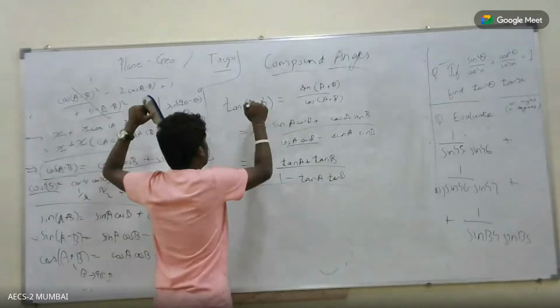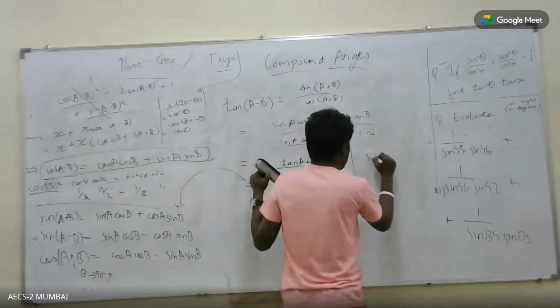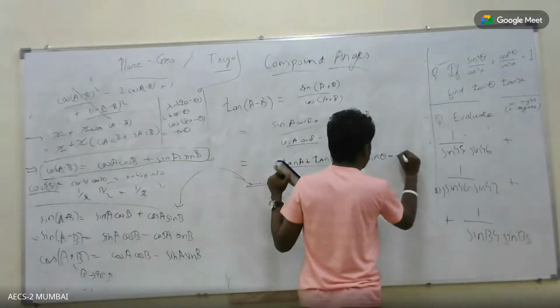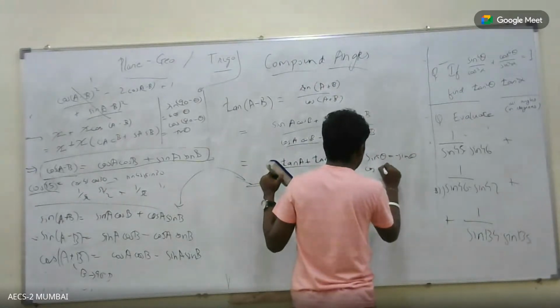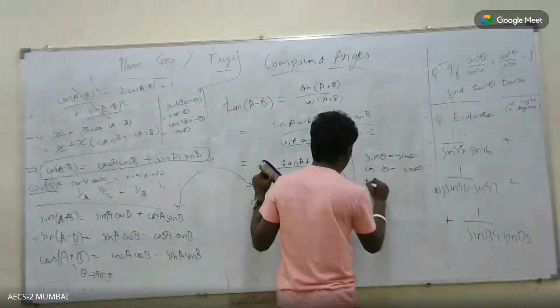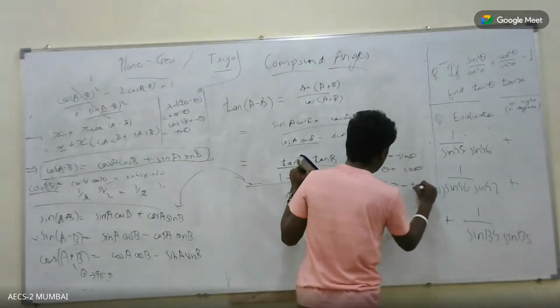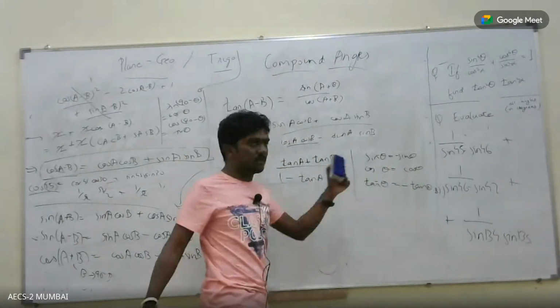And similarly, to get tan of a minus b, what do we do? You can put b equal to minus b. So sin of minus theta is minus sin theta. Cos of minus theta is cos theta. What does this tell you about tan of minus theta? Minus tan theta. Perfect. Divide both equations, you will get this.